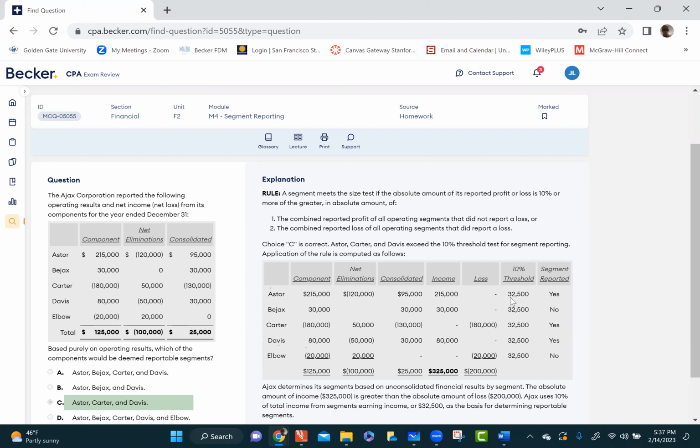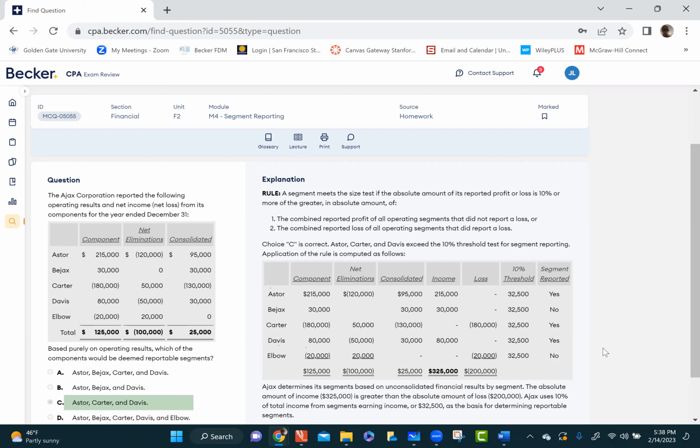So Astor has exceeded 32.5. BJax has not. Carter has, even though it's a negative number, on an absolute value basis it is larger than 32.5. Davis, yes. Elbow, no, right? It's only 20,000 and the threshold is 32.5.